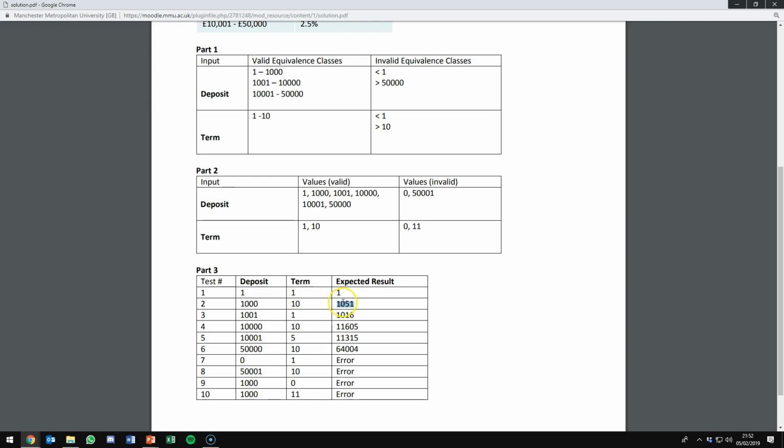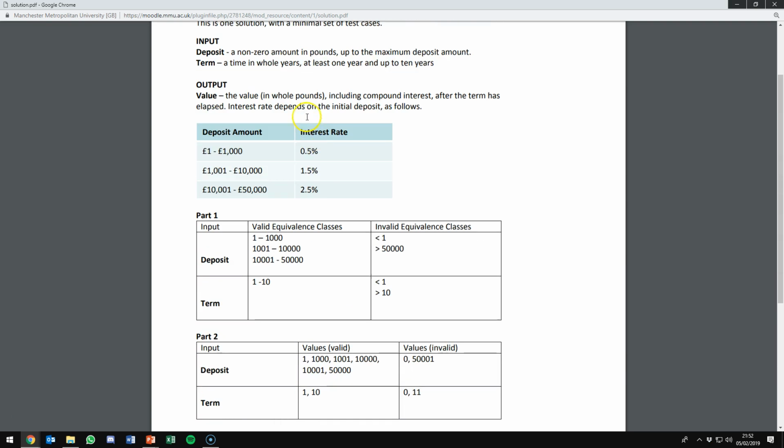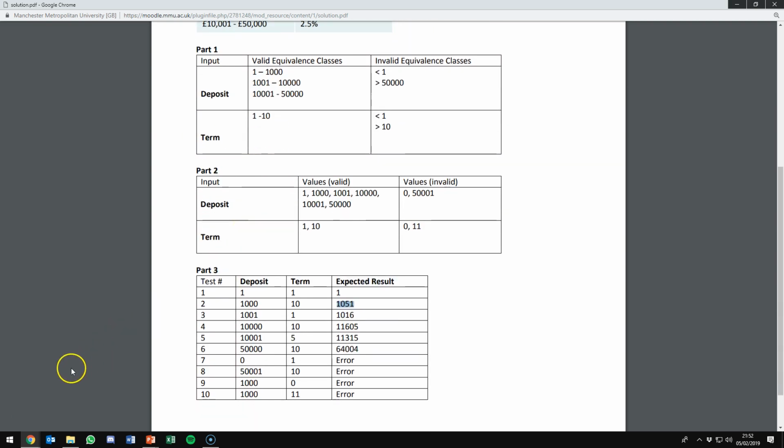So don't forget the interest rate is inside the presentation, and you'll also be able to see it up here. Okay, so that's where you'll find the interest rate for each of those deposit amounts. So let's go back to the presentation.